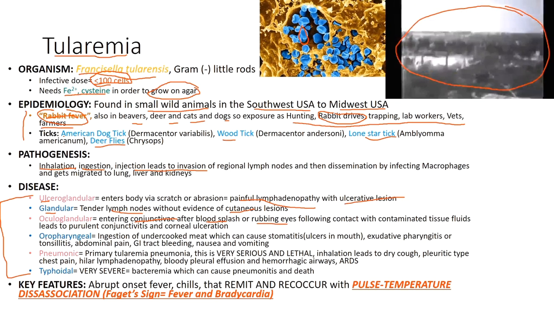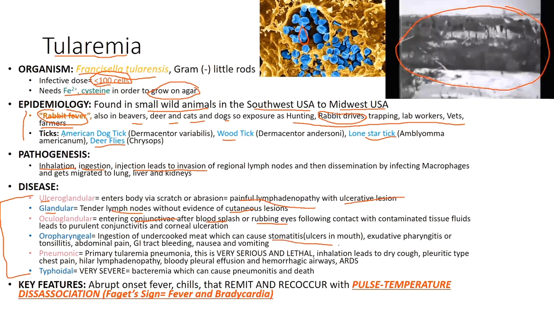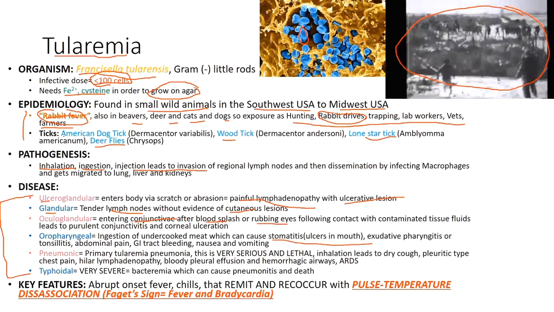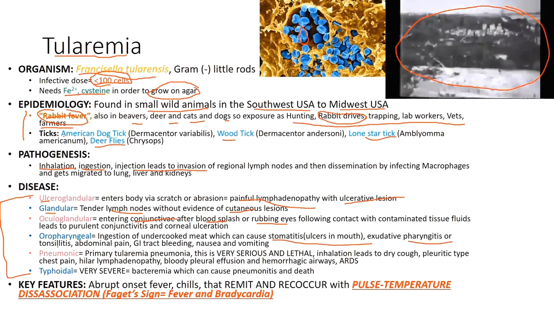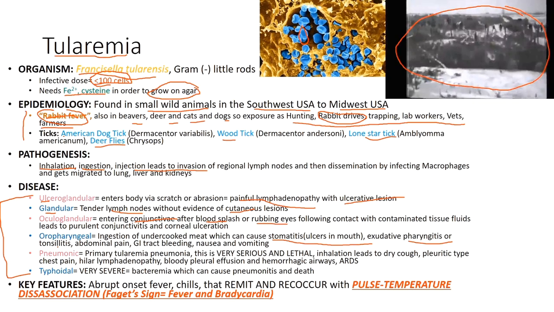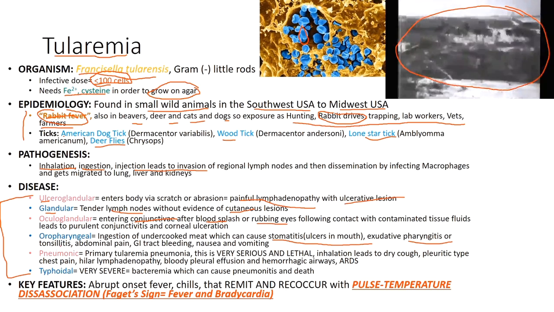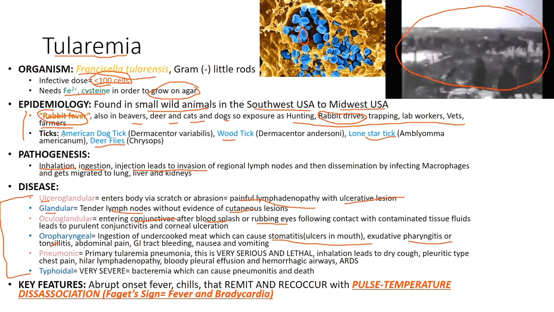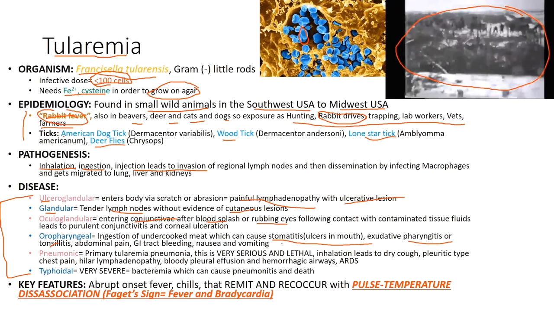Oropharyngeal type, so pretty much this is ingestion of undercooked meat. It causes ulcers in the mouth called stomatitis. Exudative pharyngitis is very similar to things like strep throat and other things, and tonsillitis as well, which you can find in EBV. Abdominal pain and GI bleeding, nausea and vomiting. This could actually be lethal.